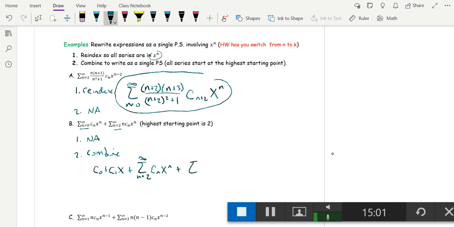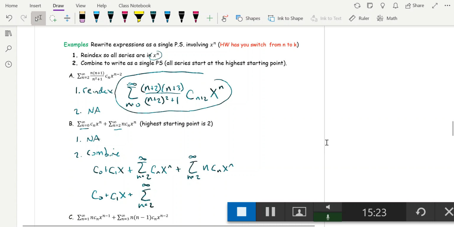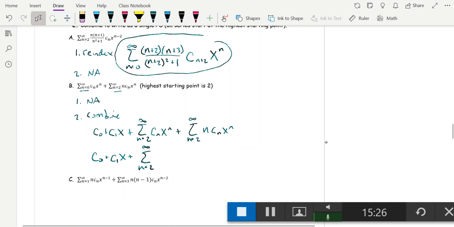And then the next power series, I'm just going to copy it down. Sum n equals 2 to infinity of nCn x to the n. And now I can combine. C0 plus C1x plus a single summation sign, n equals 2 to infinity of, I'm going to add the coefficient Cn plus nCn is 1 plus n Cn x to the n.